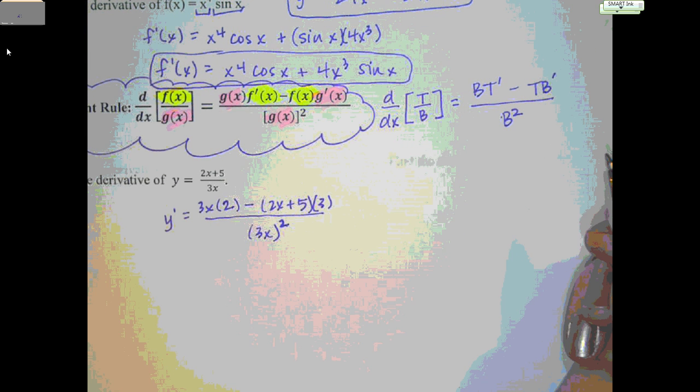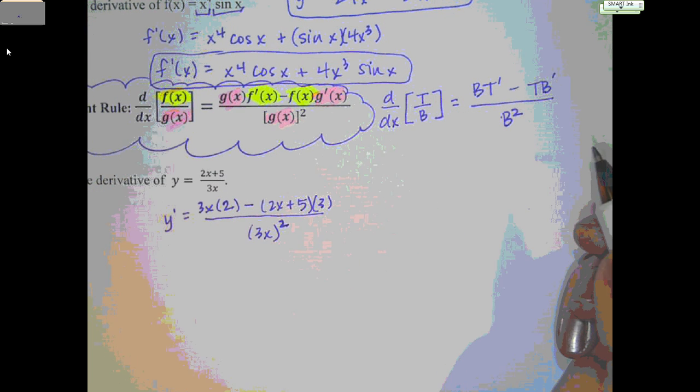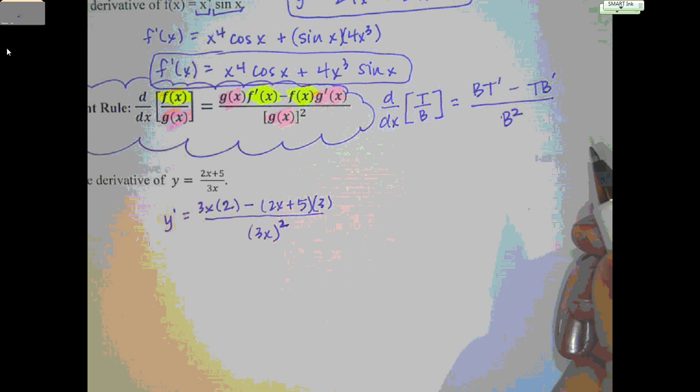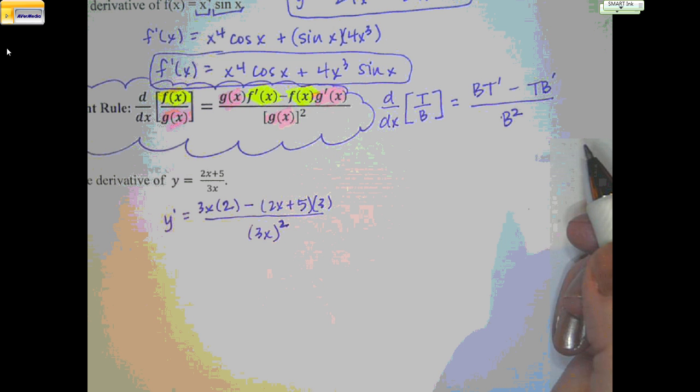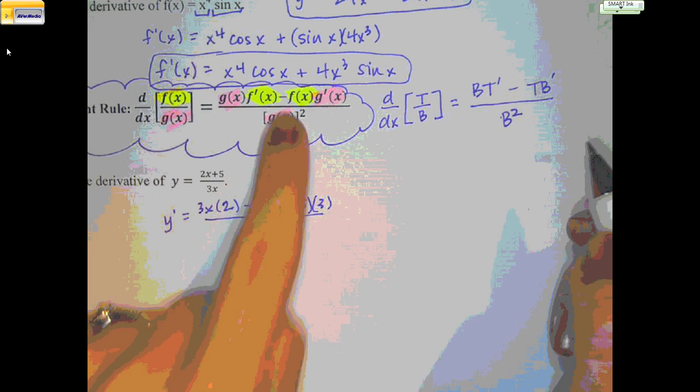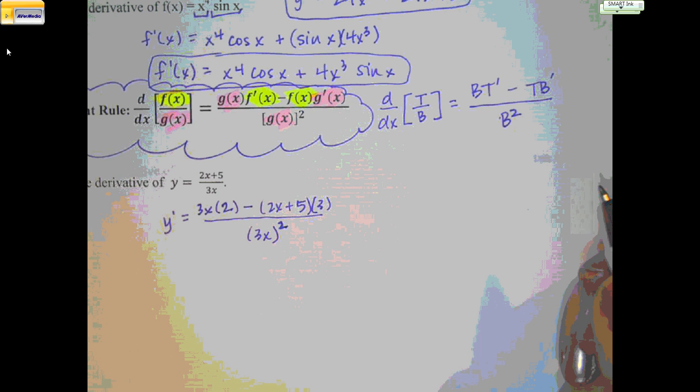Now, for the multiplication, for the product rule, the order didn't really matter because you're adding them. For the quotient rule, the order certainly does matter because we are subtracting. So just be really careful about that. And now we can simplify it.